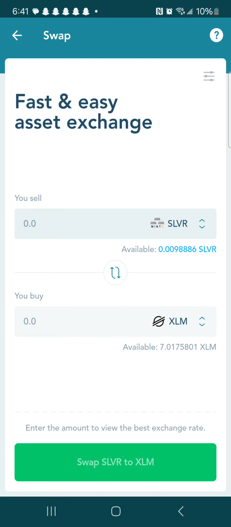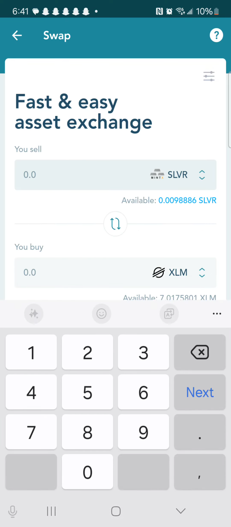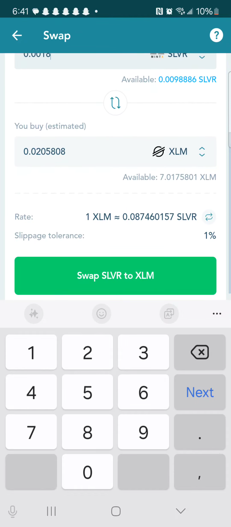and you would hit the 0.0. I just messed it up. 0.0. That's because I have very little of this one. 20% is 0.09, so that's 1.8. It tells me the estimate of what I would get, and then I hit swap.